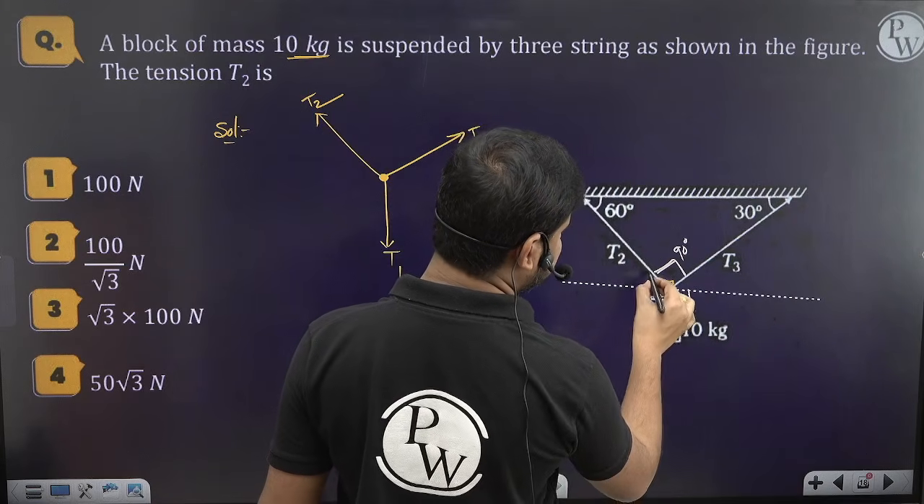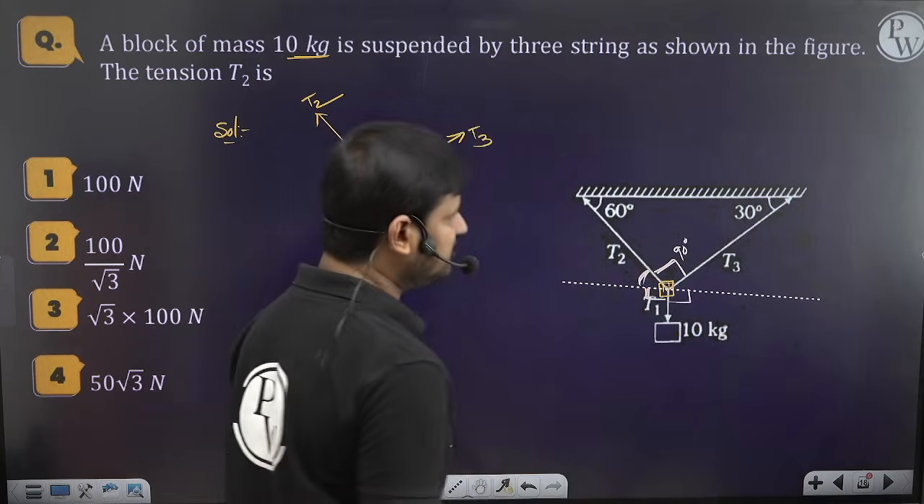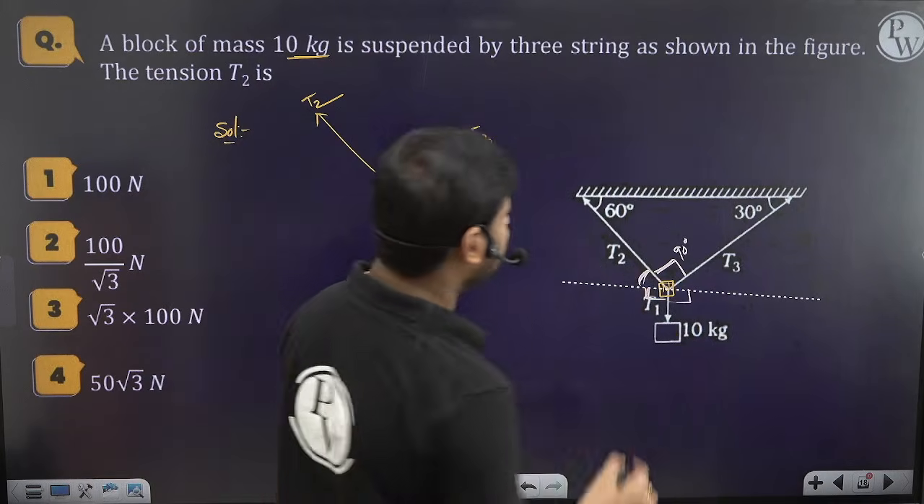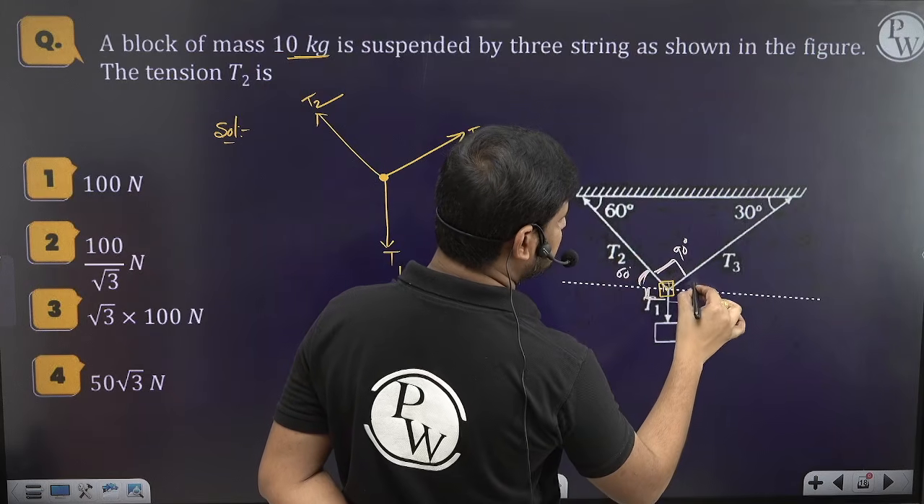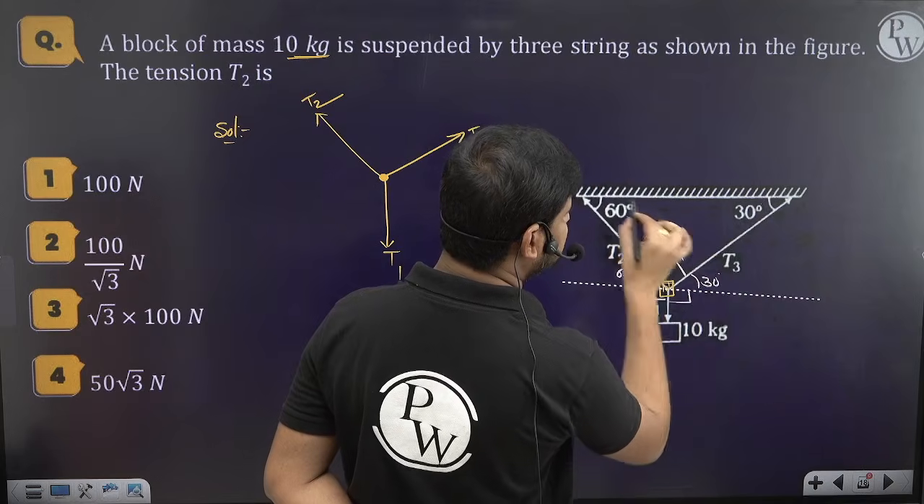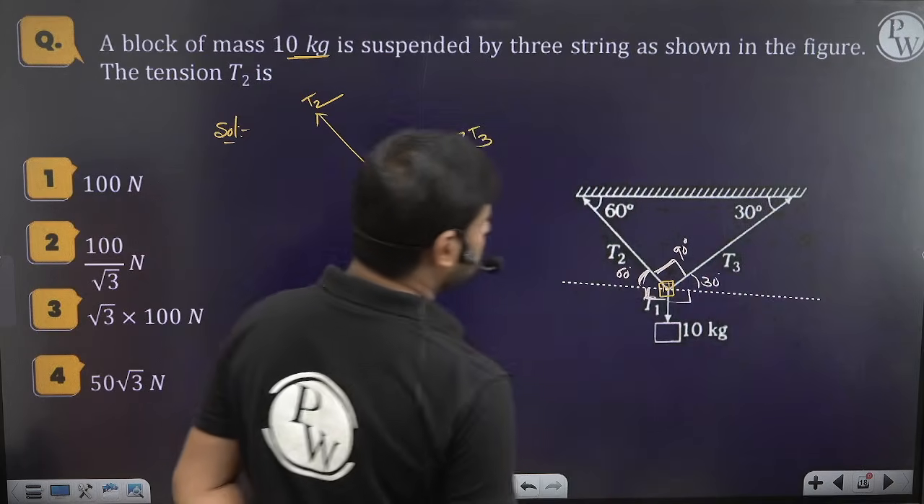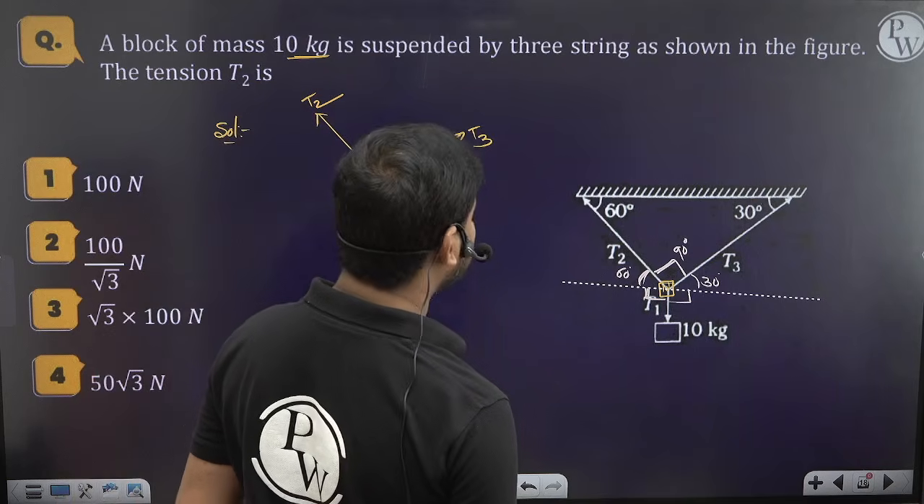And then what is this angle? What should be this angle? Tell me. If it is 60, this angle is to be 60. If this is 30, this angle is to be 30 degrees, because this line and this line are parallel. So now you observe what are the angles that we required.